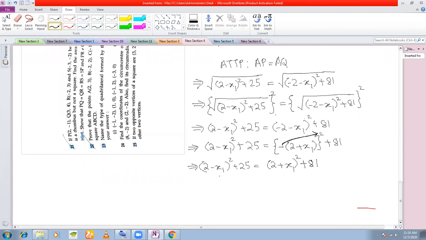Now we can expand comfortably and solve this. Expand this by a minus b whole square. So this is your a square plus b square minus 2ab plus 25. You have a square plus b square plus 2ab.